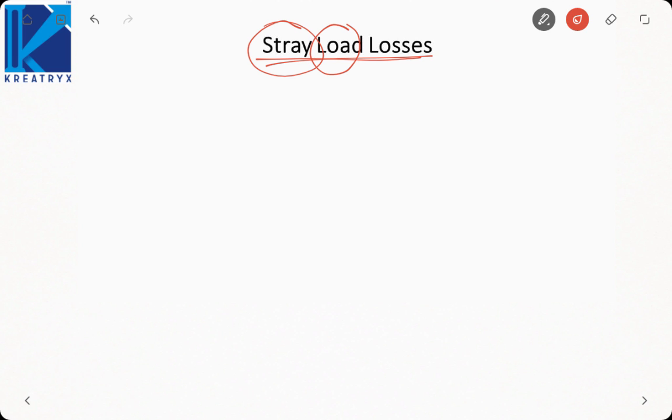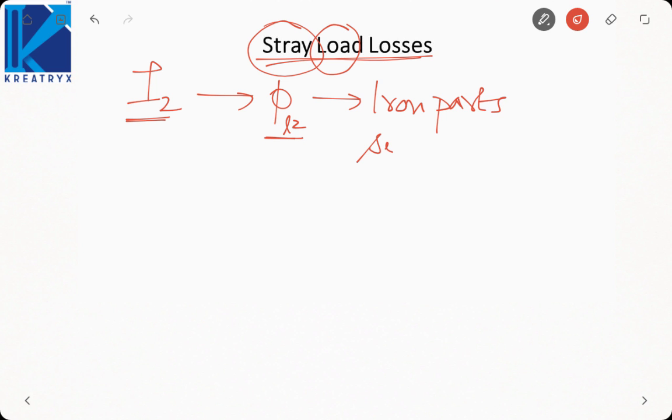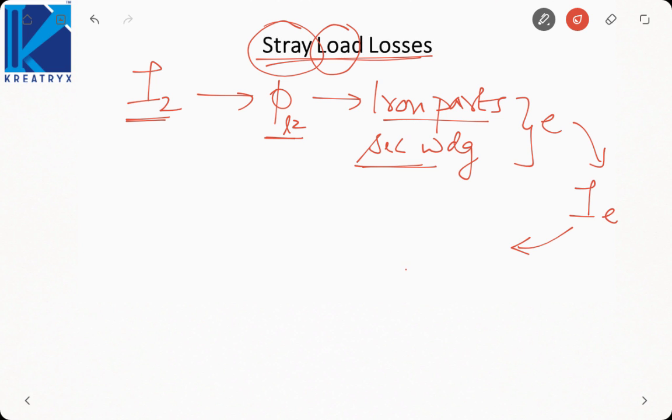Now how does it depend on the load current? Due to the load current, let us say I2, a leakage flux phi L2 is developed. This leakage flux will link the iron parts as well as the secondary winding, due to which an EMF will be induced, due to which eddy current will also be induced, which will lead to losses. That is how stray load losses occur.